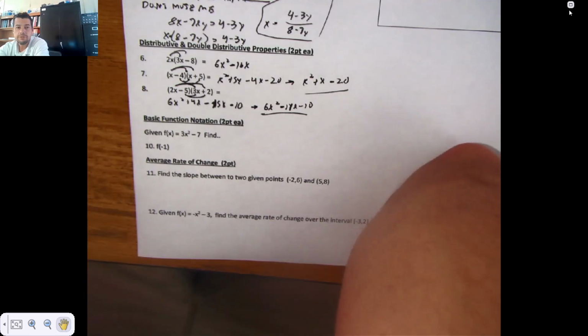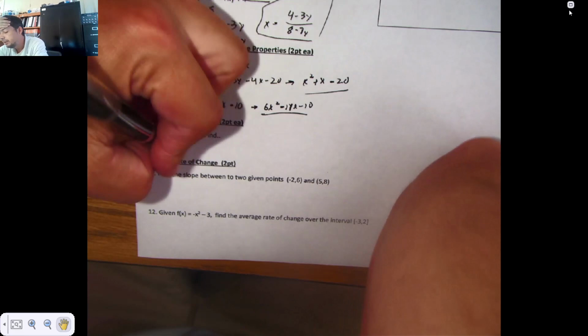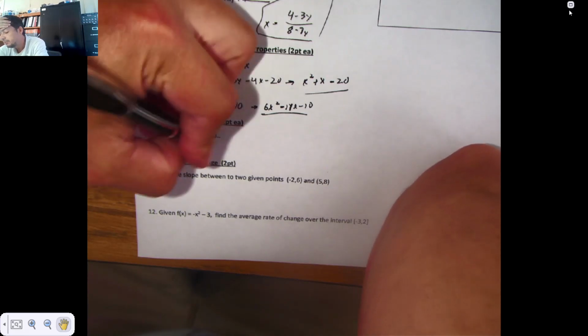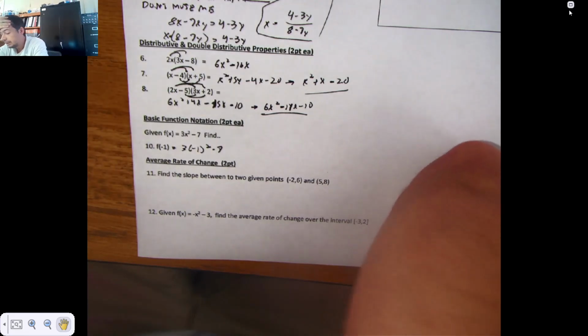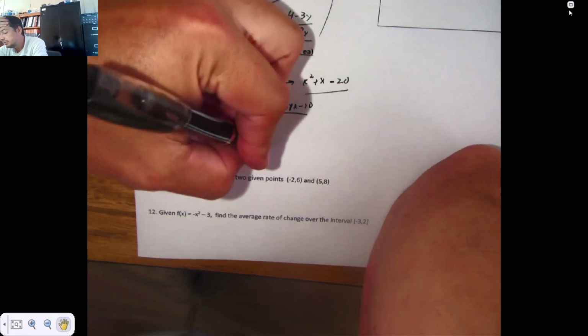Basic function notation. This is going to have to get vamped up pretty soon. Given f of x is 3x squared minus 7, find f of negative 1. That is going to be 3 times negative 1 squared minus a 7. That is 3 minus 7, which is negative 4.